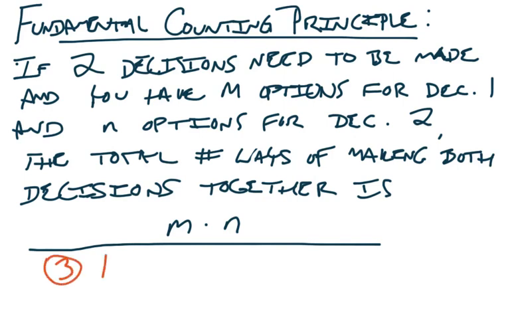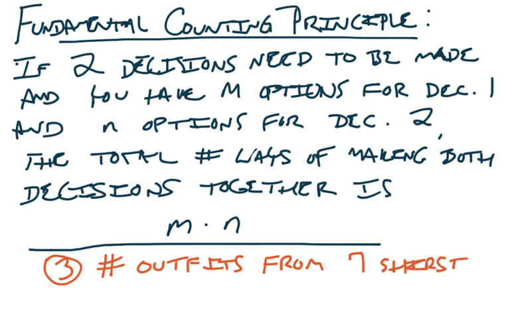All right, so using this principle, you can very quickly answer the question of, let's call it example 3. How many outfits? All right, so what's the number of outfits that you can make from, say, 7 shirts? That would be shirts. And let's say 5 pairs of pants. All right, so take a second, pause the video, work this out, and then come back.